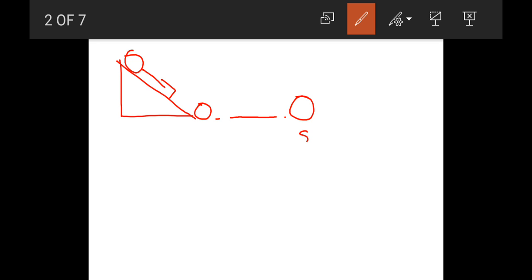Now look at the situation. Let's assume you have one inclined plane and a ball on this inclined plane. So this ball will roll down, it will come here, then after this it will cover some distance. So it stops over here at this point S.